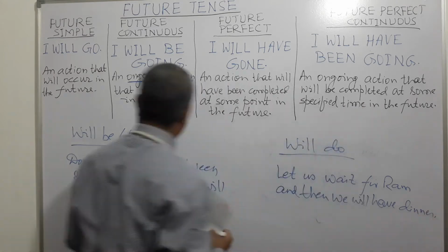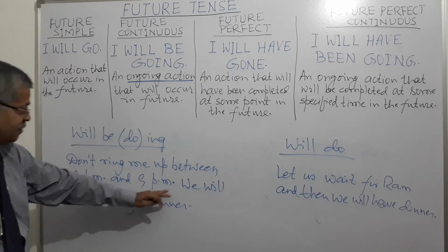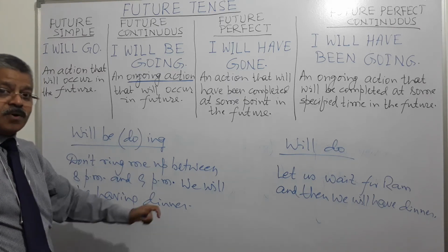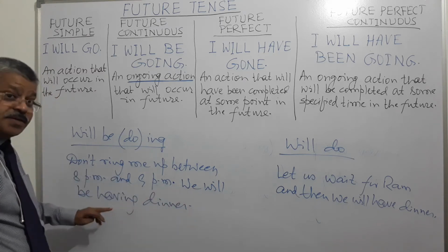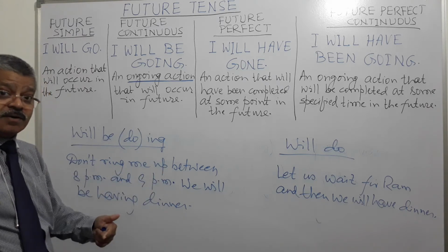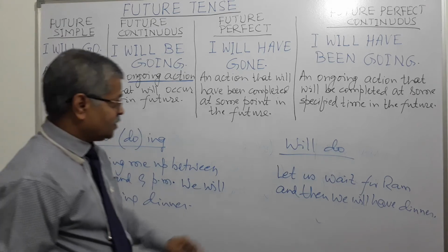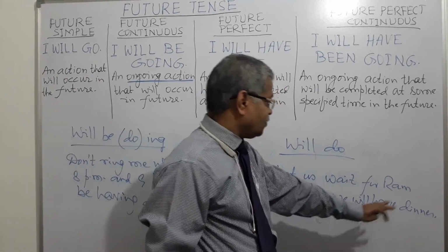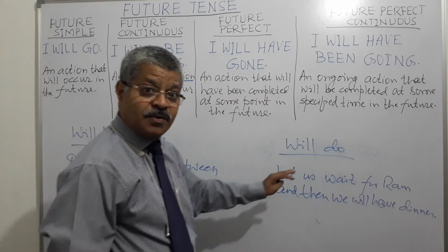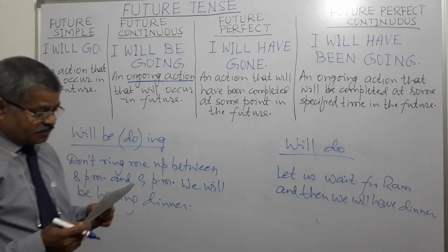So what is the difference between will be doing and will do? Will be doing: don't ring me up between 8 p.m. and 9 p.m. We will be having dinner. It means we will be in between the process of having dinner. We will be having dinner at that particular point of time. We will be in the middle of some action. What is the action? Having dinner. Will do: let's wait for Ram to come and then we will have dinner. It means when Ram comes, then they will start dinner. So there is a lot of difference.